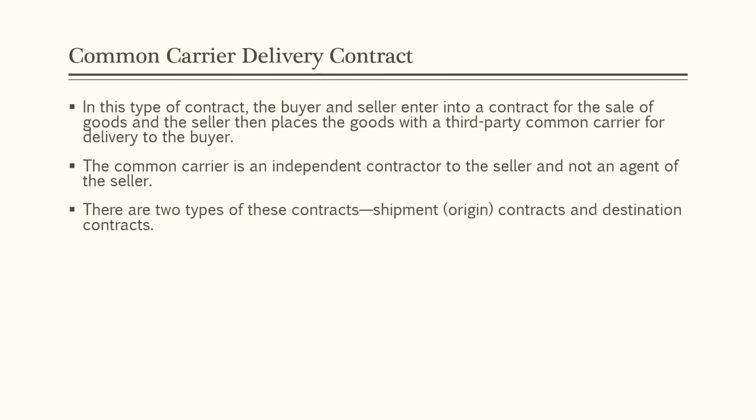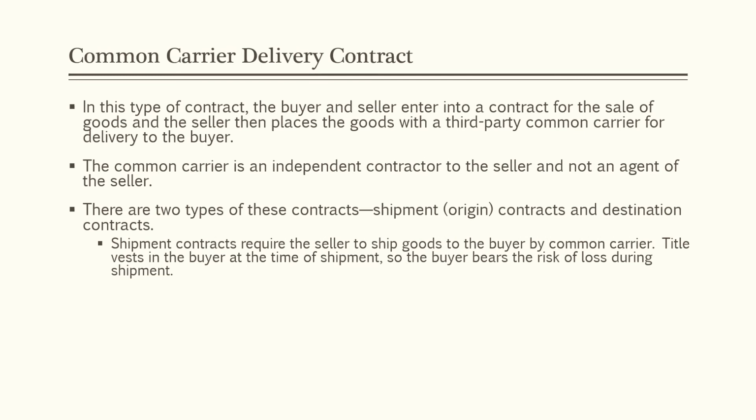There are two types of these contracts: shipment or origin contracts and destination contracts. Shipment contracts require the seller to ship goods to the buyer by common carrier. Shipment contracts don't require the seller to ship to a particular destination, just say Chicago, Illinois. The seller deposits the goods with the common carrier and notifies the buyer of the shipment. Then they give the buyer documentation of ownership so that the buyer can go and pick the goods up when they arrive by train in Chicago. Title vests in the buyer at the time of shipment, so the buyer bears the risk of loss during shipment for these types of contracts.